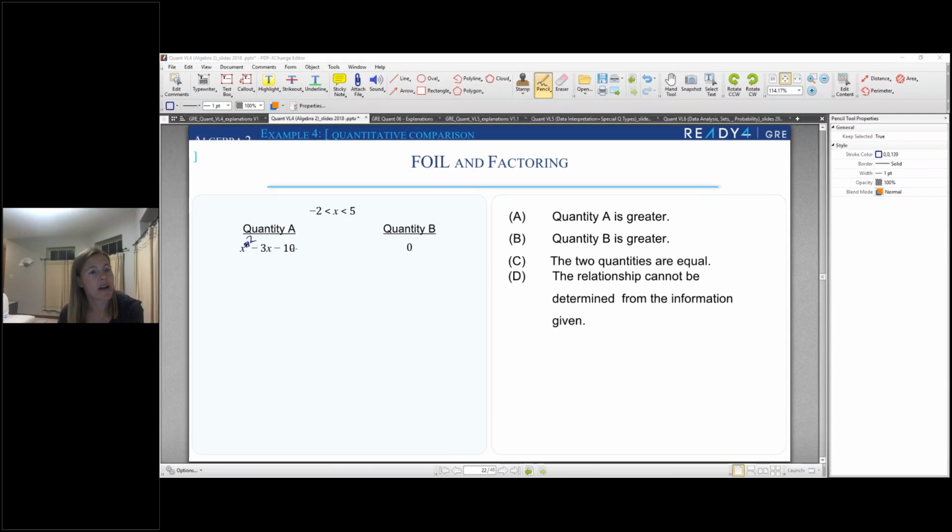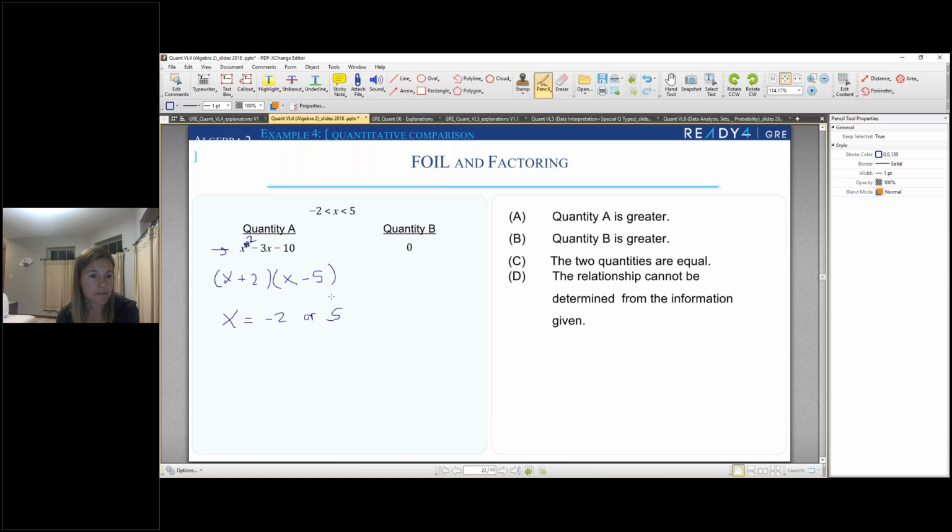-2 is less than x is less than 5. Okay, so great. We see that we've got a quadratic on one side and 0 on the other. So your first instinct when you see something like this, okay, good, we've got an answer from Nike too, should be to factor it, right? So we factor these. If we factor that, we're looking for factors of -10 that add up to -3. So we'd want to pick a -5 and a +2. So x could equal -2 or 5.